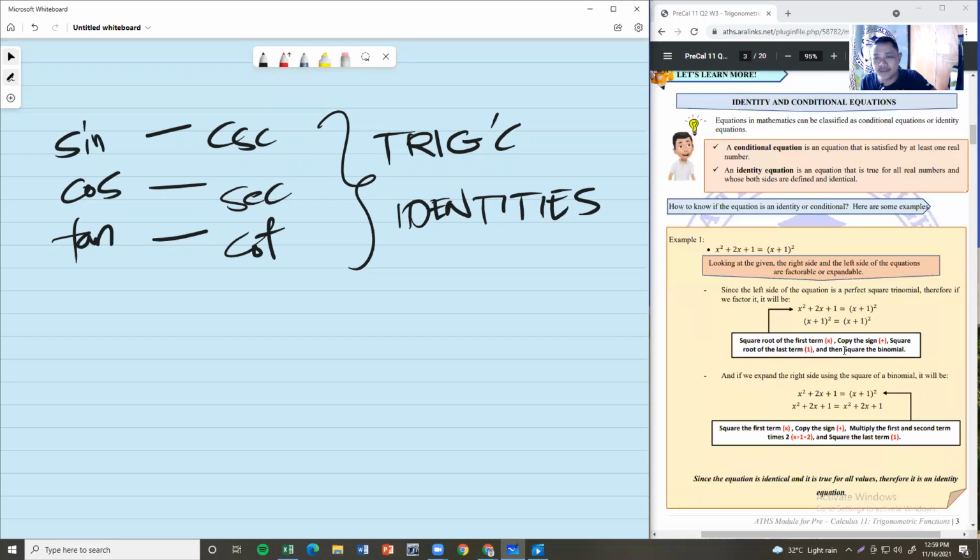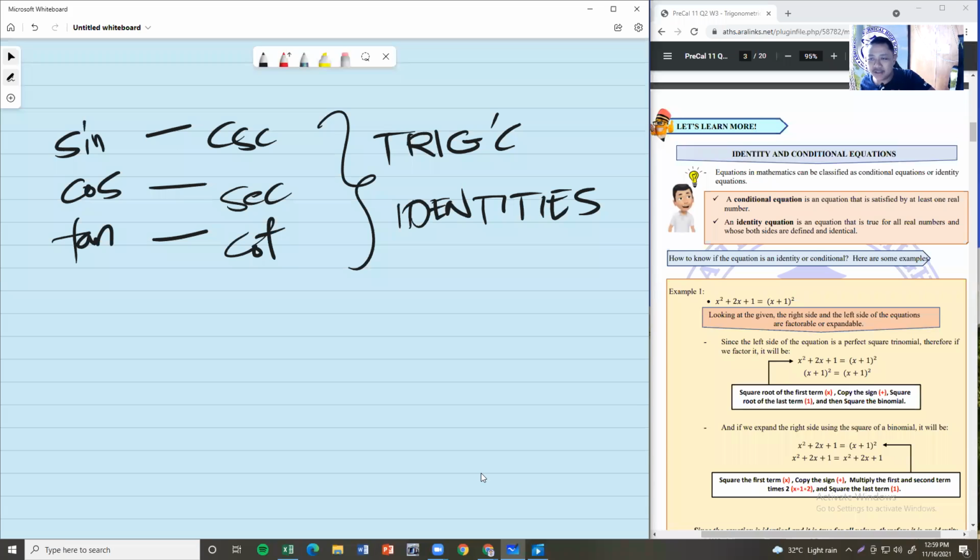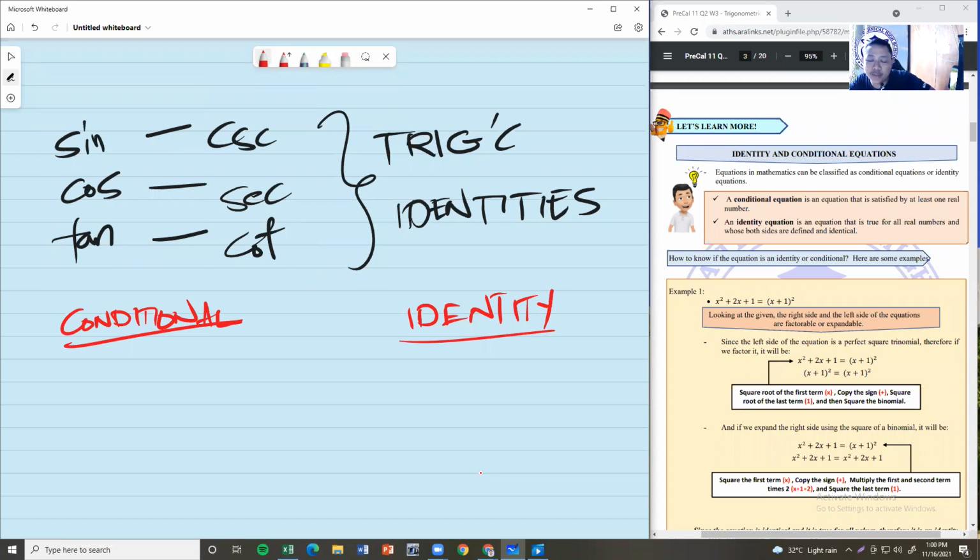So just to start with, we have these 2 types of equations. This is just an introduction. There are 2 types of equations, the conditional and the identity equation. So we have 2 types. And what do we mean by them?